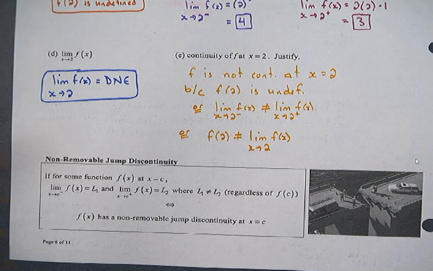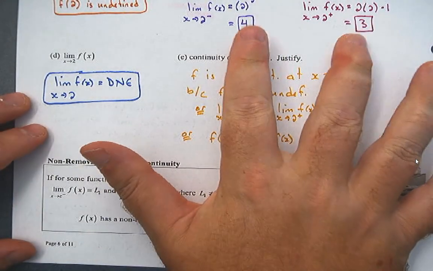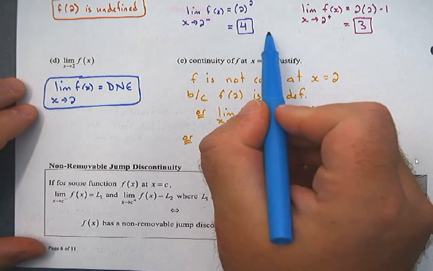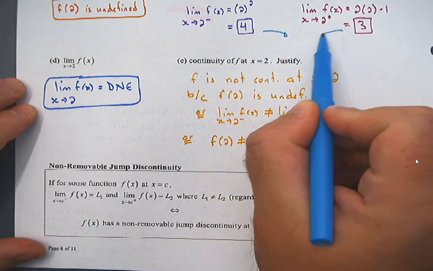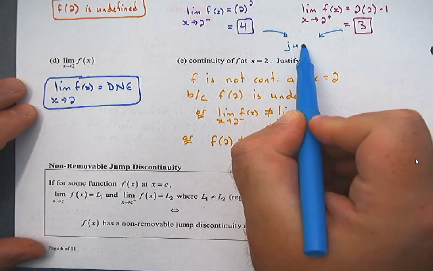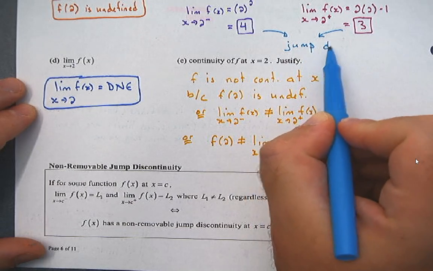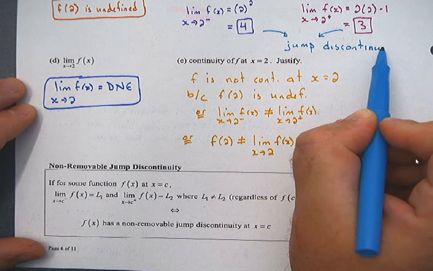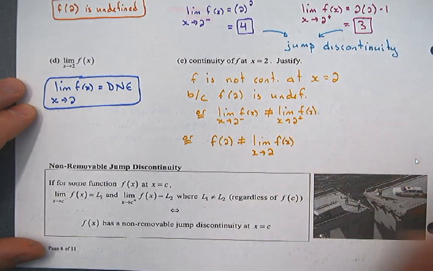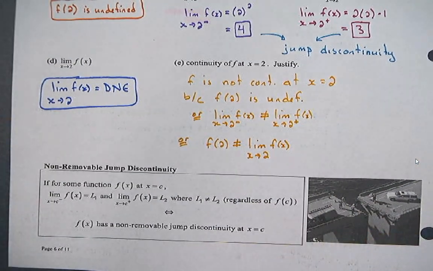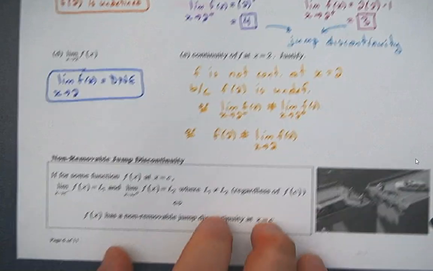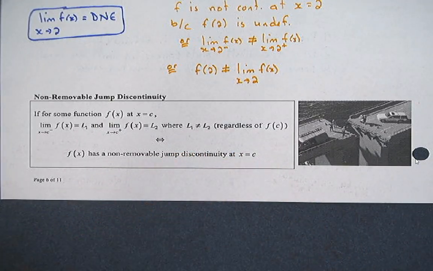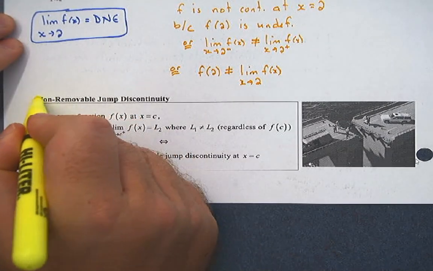We call this a jump. This is a jump where the 2 branches head to a different height. This is a jump discontinuity. Continuity. I always have a hard time spelling that word. A jump discontinuity. So coming down here, let's kind of formalize this. This is what we call a non-removable jump discontinuity.